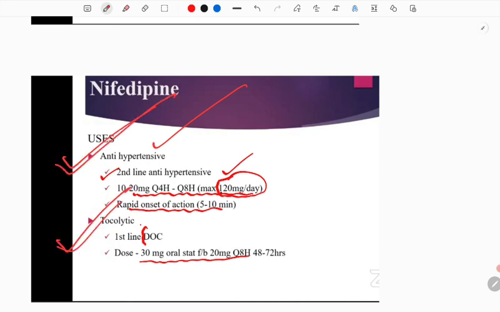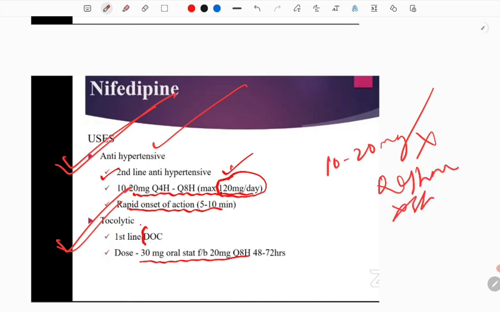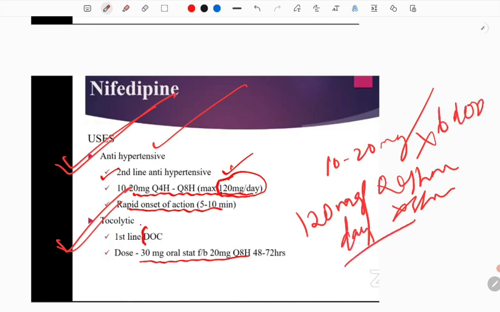For anti-AD, this is the second line, 10 to 20 mg every 4 hourly or 8 hourly, maximum 120 mg per day. Okay, so 4 hourly means 6 doses, 6 hourly, 3 doses. Rapid onset of action, every 5 to 10 minutes. First line drug of choice for tocolysis.